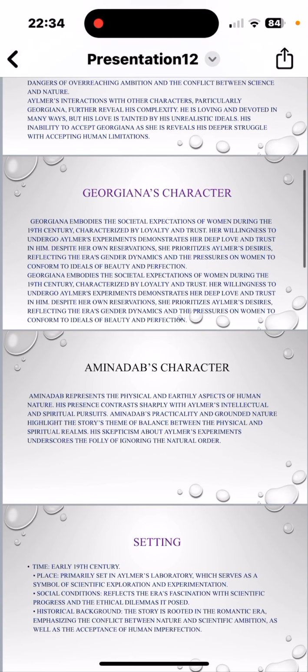And in slide 6 we have Aminadab's character. He represents the physical and earthly, as I said, contrasting Aylmer's intellectual pursuits. He symbolizes the balance between the physical and spiritual realms.